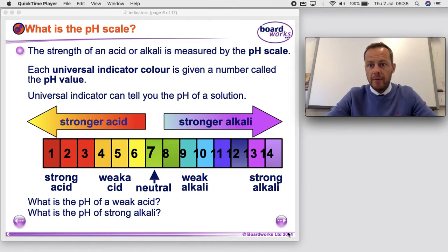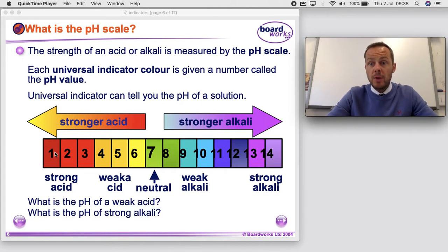So you could have a drink that you want to know whether it's very acidic or slightly acidic. If it goes a yellowy colour, you would know that it would be a weak acid. If it goes a red colour, you would know it would be a strong acid.